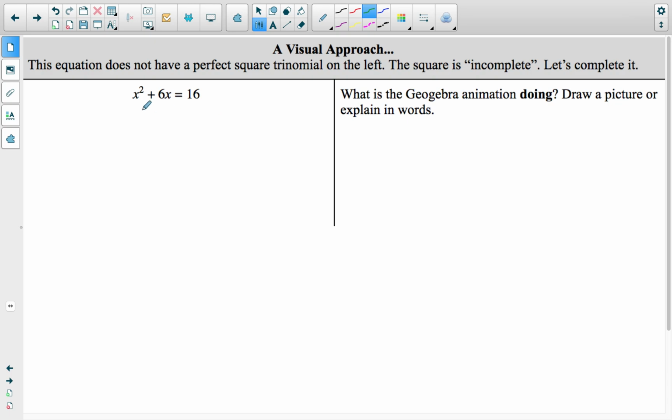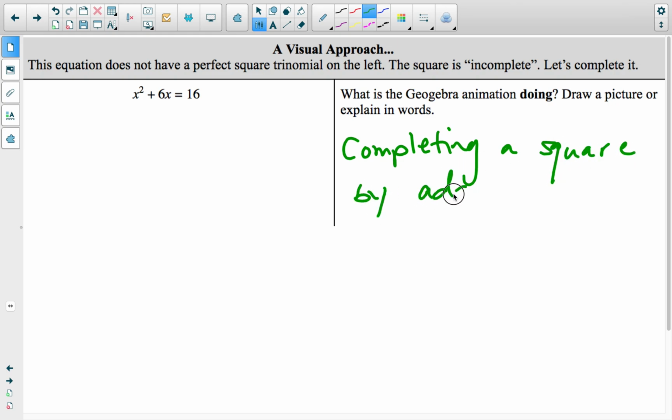Well, what's the GeoGebra animation doing? Draw a picture or explain in words. You could write something like it's completing a square by adding units to both sides. Okay.